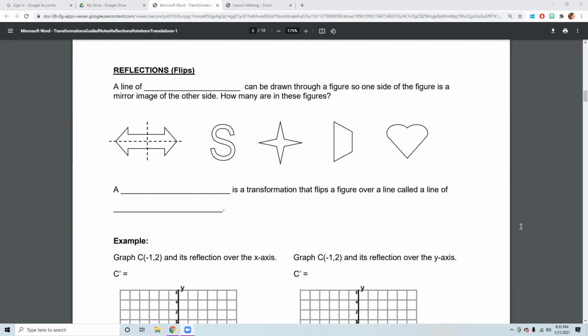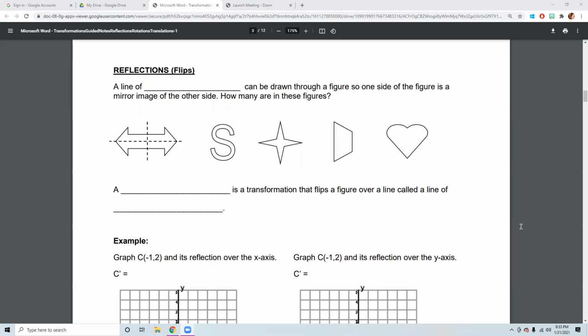If you don't remember what translation is and you have no idea what I'm talking about, go ahead and watch yesterday's notes because that's where I explain it all. Today, we're talking about reflections. So reflections are going to be our flips. We're flipping an object over a line.